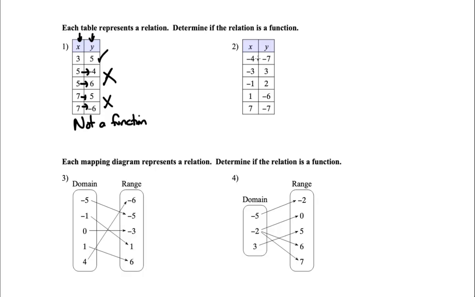For this one, let's take a look. Every time I put in -4, I get -7. Every time I put in -3, I get 3. Every time I put in -1, I get 2. Every time I put in 1, I get -6. Every time I put in 7, I get -7. There's no value for x where I get multiple y's, not like it is over here or over here. So this one is, yes, it's a function.